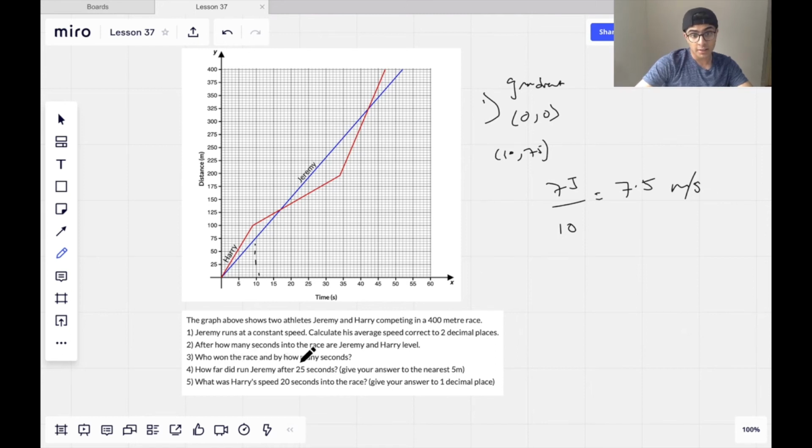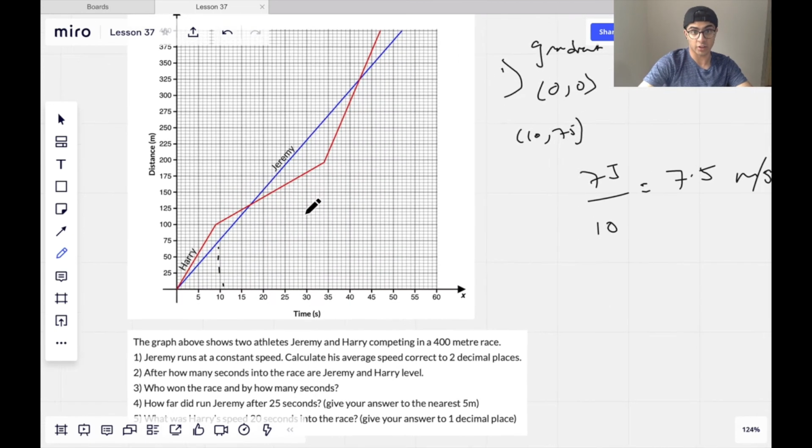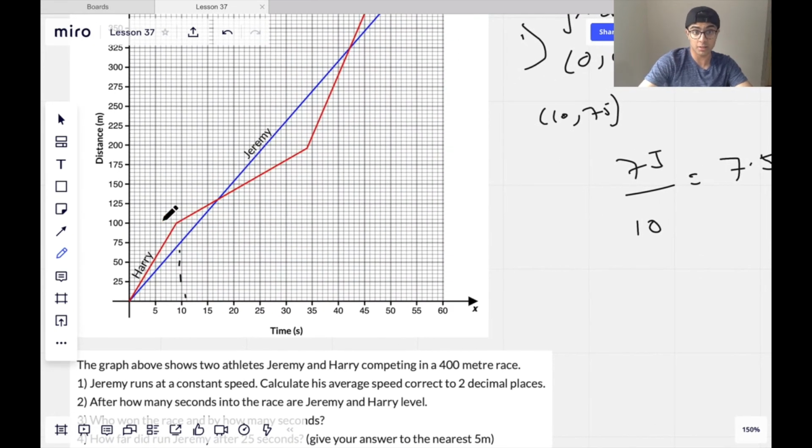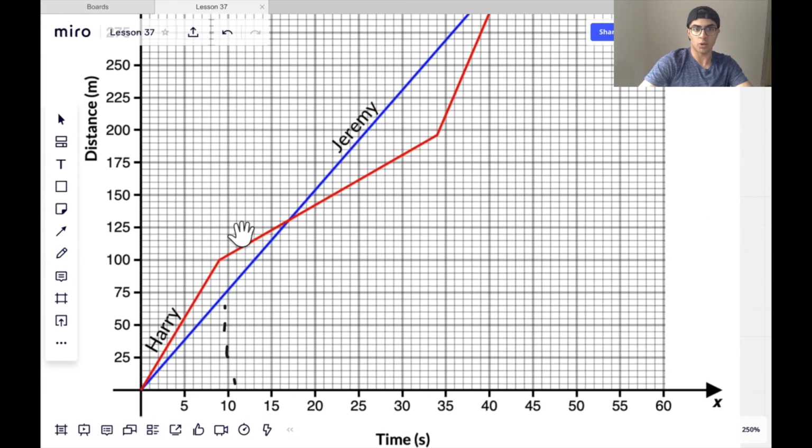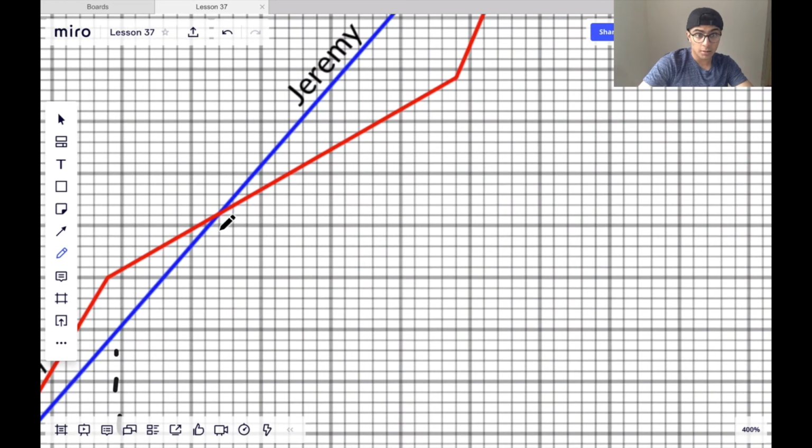After how many seconds in the race are Jeremy and Harry level? That means that they've covered the same distance. That's what level means. So when do the two lines intersect? When are both Jeremy and Harry at the same distance? That looks like right here. Let's zoom in a bit. Okay, there we are.